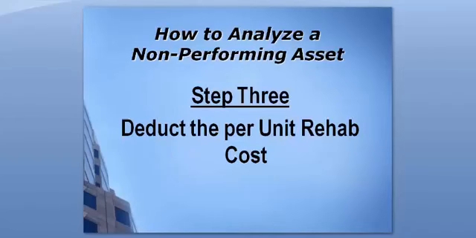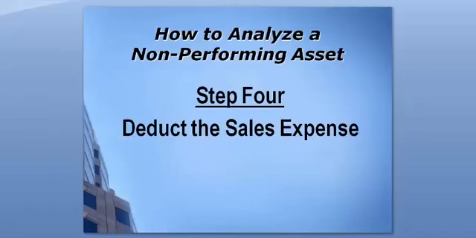Now, keep in mind, folks, when I talk about a per unit rehab cost of $6,000 or so, that also includes the money you need to rehab the exterior. So if you need a new roof, if you need a paint job, if you need new landscaping, if you need the parking lot paved, all of those expenses are added into that per unit cost that you hear me talking about. Okay, just keep that in mind. Now, finally, you deduct the sales expense. Remember, that's about 6%.